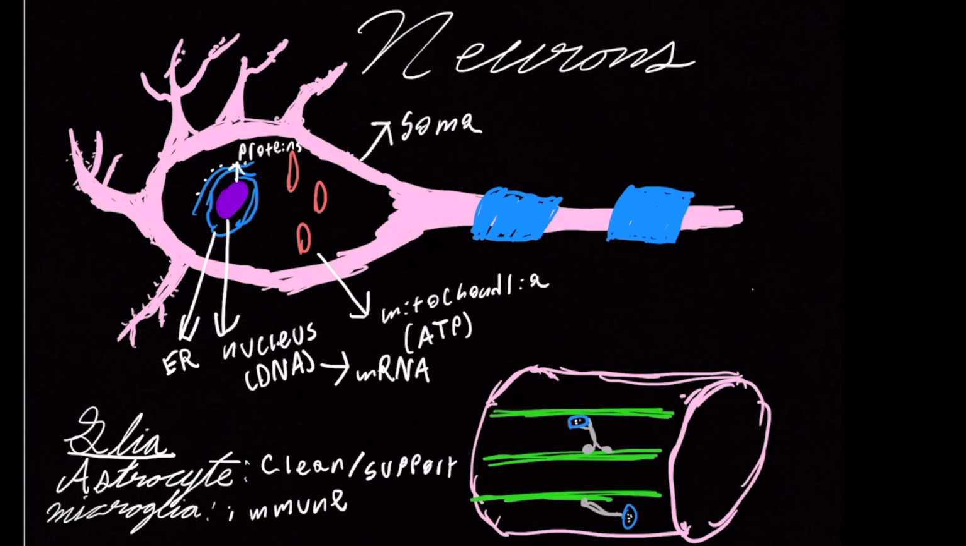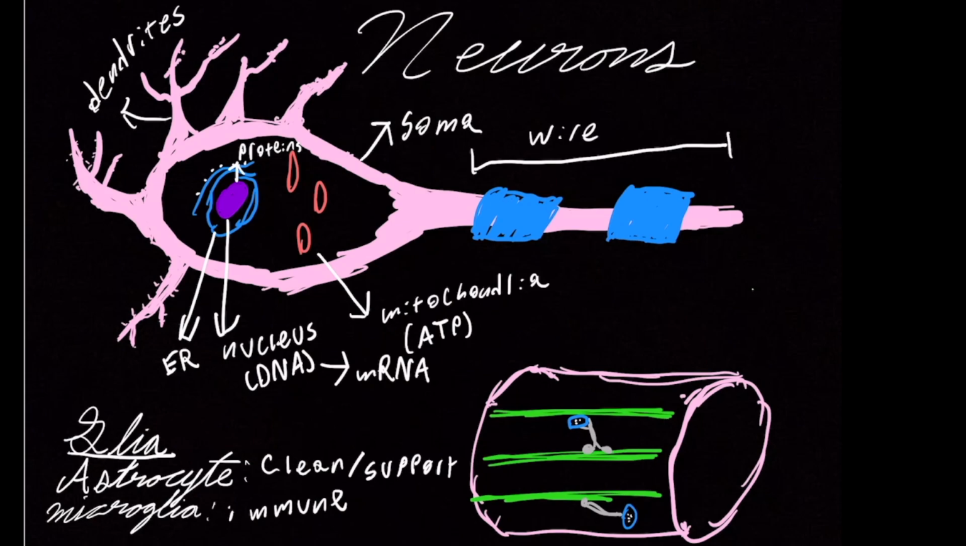Now off of the soma, we have what we call dendrites, which are these tree-like protrusions. These dendrites will receive information from other neurons. Now off to the side, we have what we call the axon. The axon is what we can call the wire of our neuron. This will transmit information from one place to another.